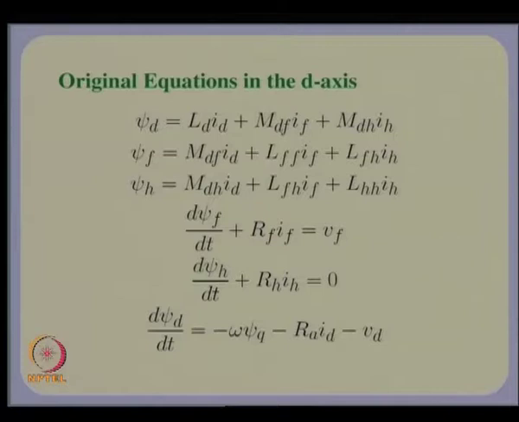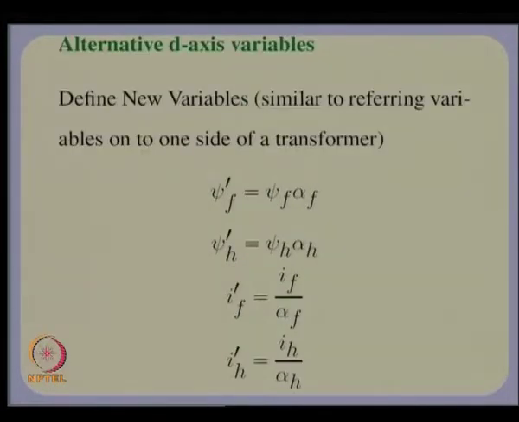Now, remember that the original equations on the d axis, this is the original model in terms of the basic parameters. Now, what I will do is I will try to obtain the same state space model in terms of new variables. The new variables are psi a, psi f prime, psi h prime, I f prime and I h prime, which are related to the original states.